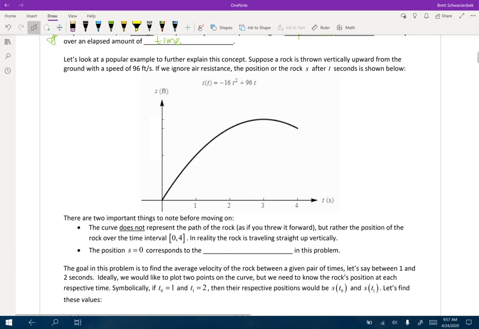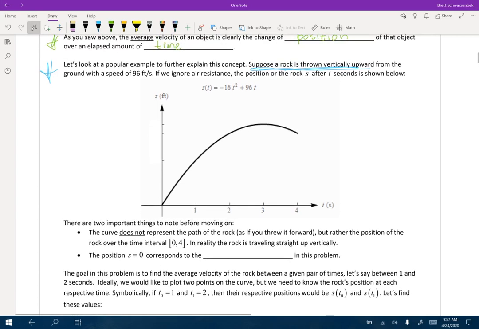So let's look at this example here. It says, suppose a rock is thrown vertically upward from the ground with a speed of 96 feet per second. So just picture yourself throwing a rock straight up in the air. Obviously, you probably want to get out of the way so you don't get smacked in the noggin, but that's a different story. But let's say we do that with a speed of 96 feet per second. We're going to ignore air resistance for the purposes of this.